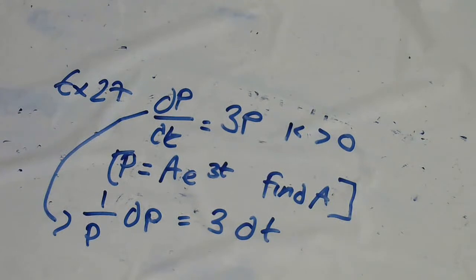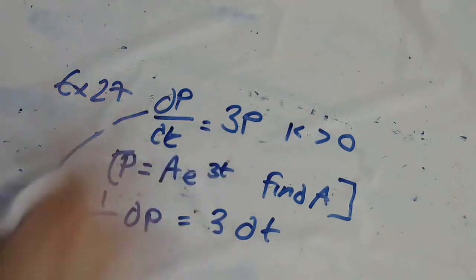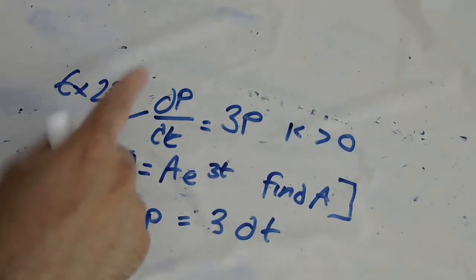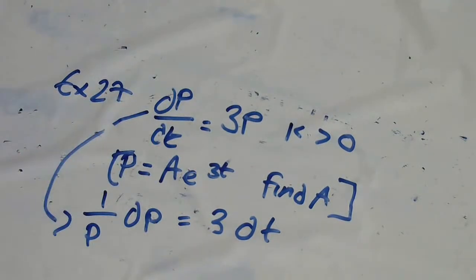How did you get 1 over p? Because I divided both sides by p. Yeah, so 3p divided by p is just 3. And whatever's there divided by p is just something divided by p. Could I go over it again? Yeah, for sure. I was going to write it out more neatly anyway.